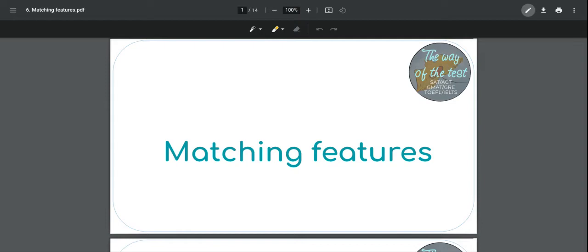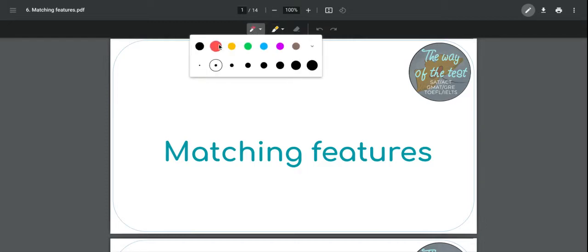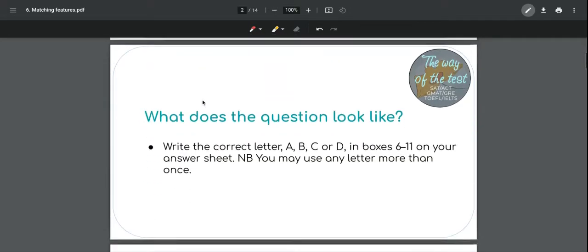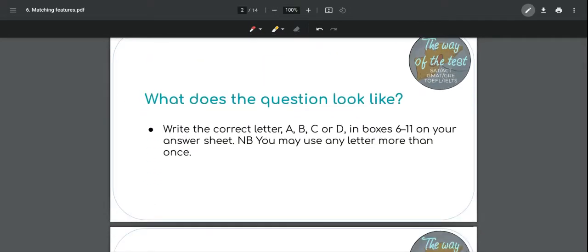Hi everyone, we're continuing with the question types for the reading section of the IELTS. This time we're going to see the matching features question type. So we're going to go straight to the question type. What does this question look like? It looks something like this, right?